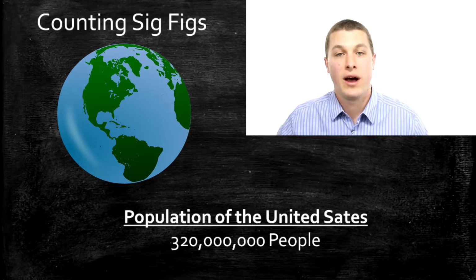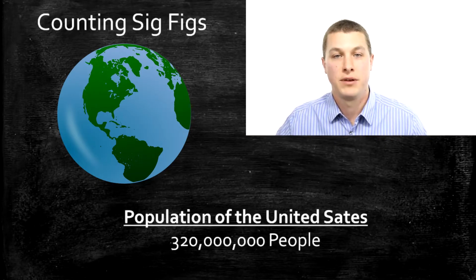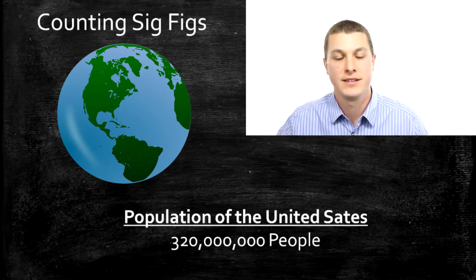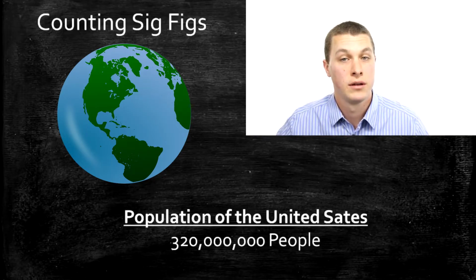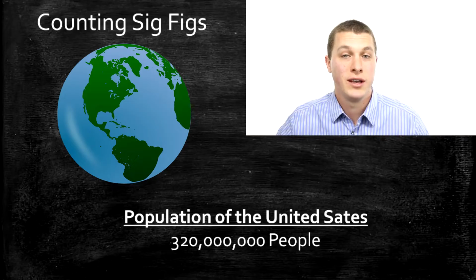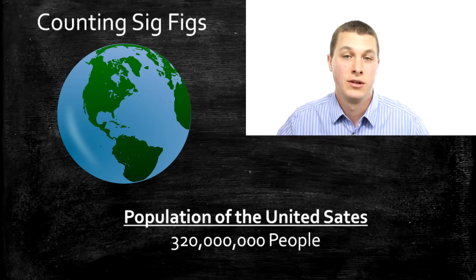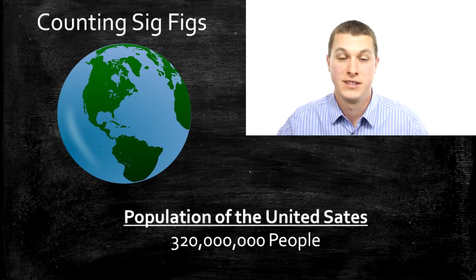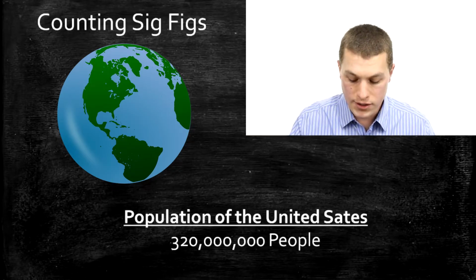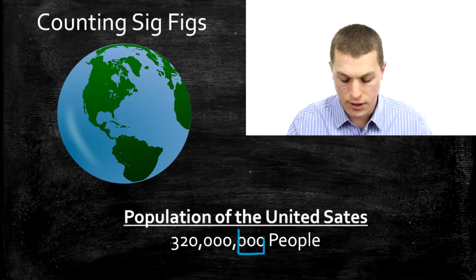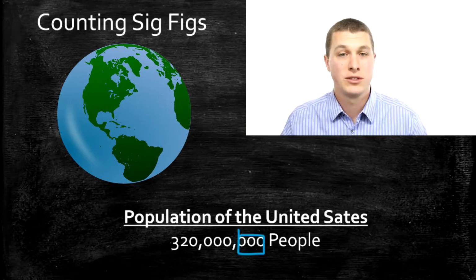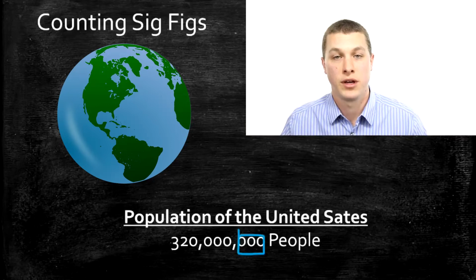Well, let's say you go out on the street and you ask somebody, what's the population of the United States? And they say 320 million. Now, let's say we go Google it and we find it's actually 320 million and 1 people. Is their answer wrong? Well, most of us would say no. We understand that these last zeros here, in particular, aren't really zeros they're claiming to know about. They're just using them as placeholders to make the number 320 million.